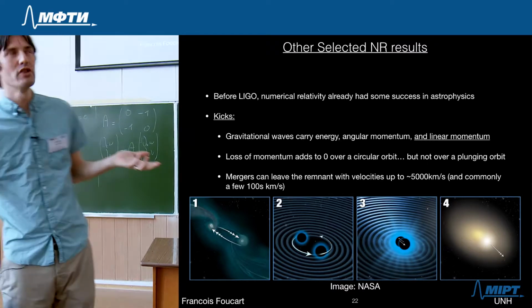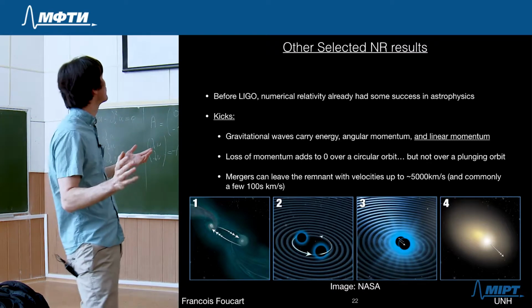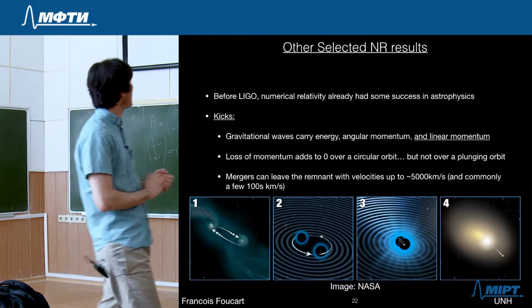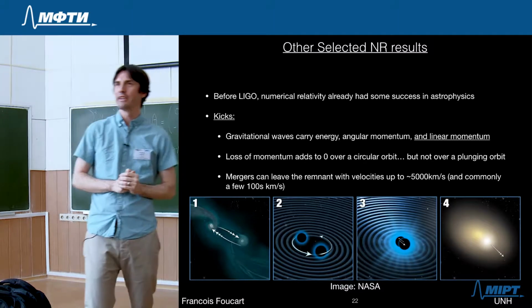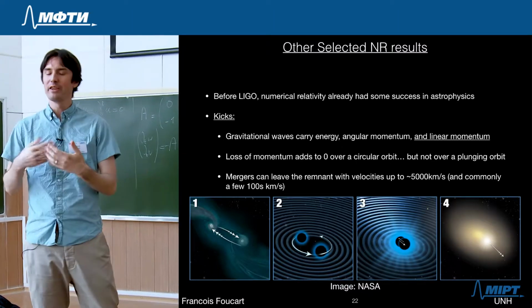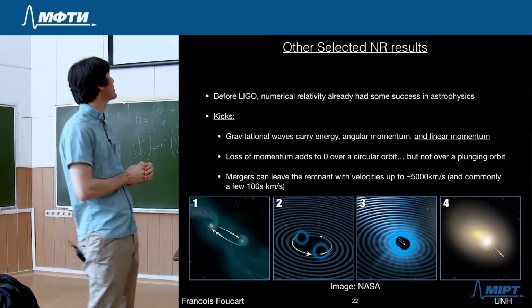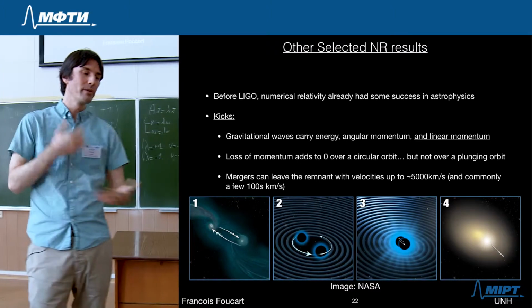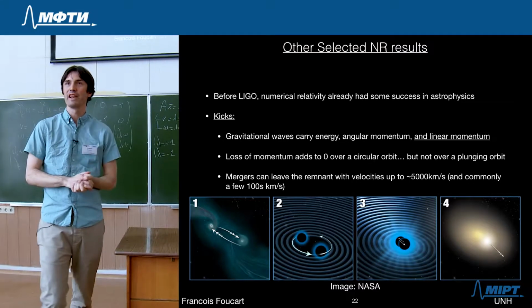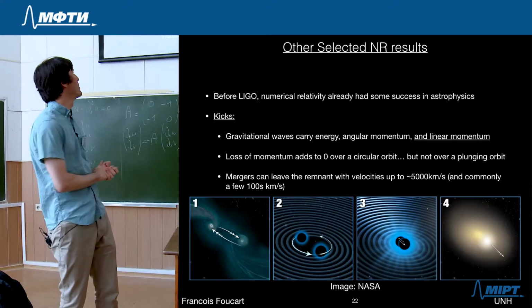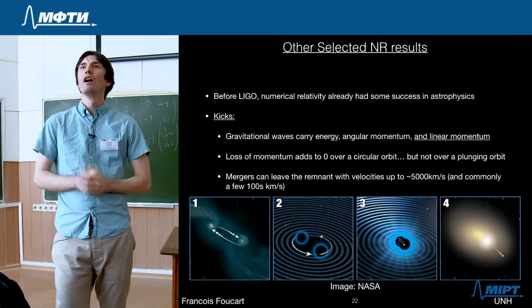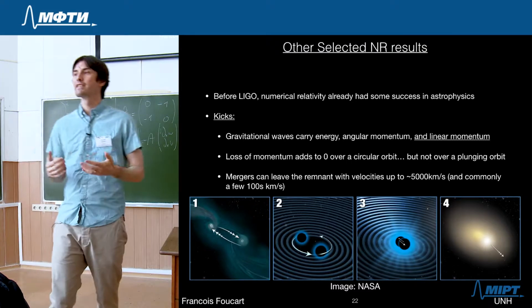This is not the only thing that numerical simulations have been used for. Even before LIGO was starting to take data, or was starting to observe binary black holes at least, numerical relativity had already made some very interesting predictions from an astrophysical point of view. The one that probably got the most publicity is the discovery of black hole kicks.